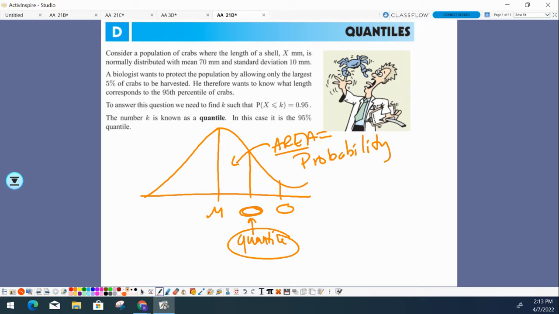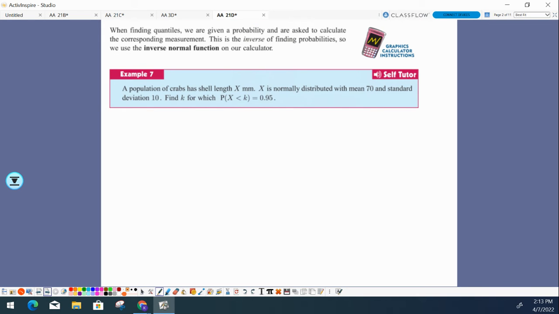So if you go to your distribution button on your calculator, going backwards in math is just your inverse normal. All right, so your inverse normal finds your k value. I think it's always helpful to sketch a normal distribution because it helps you visualize what's going on. It can also help you verify if you are in the right ballpark.